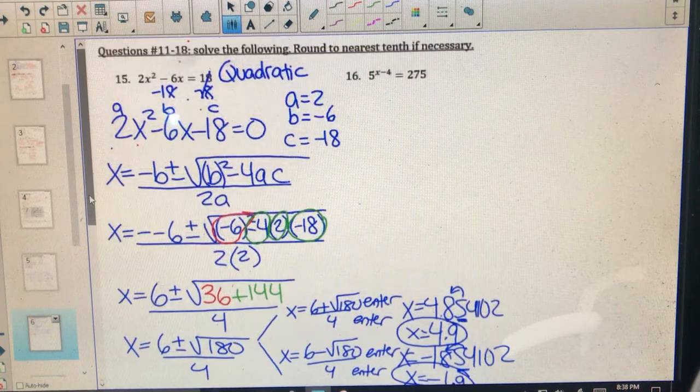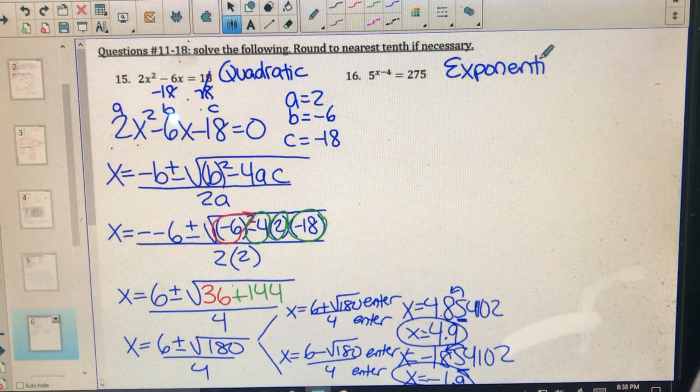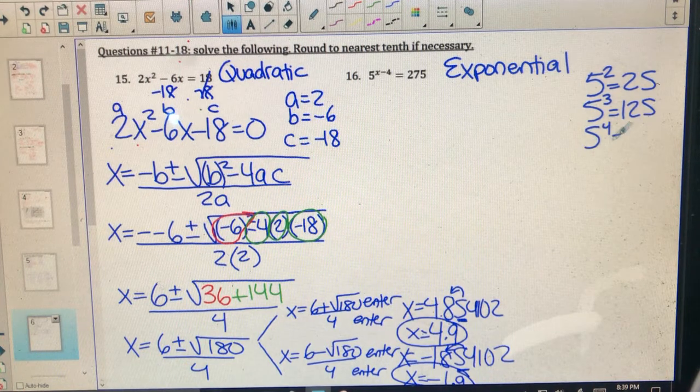All right, now I'm going to move over to number 16. 16 is not a quadratic again. This one's going to be exponential because of the x in the exponent. So exponential. So I have 5 to the x minus 4 equals 275. If you tried to do common bases for this one, it would not work. 275 cannot be written with a base of 5, because if I try, 5 squared is 25, that doesn't work. 5 to the third is 125, that doesn't work. 5 to the fourth is way too big, 625.